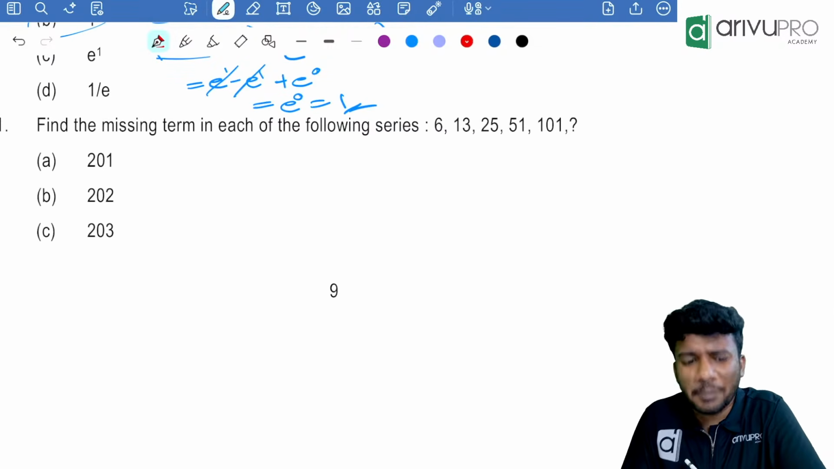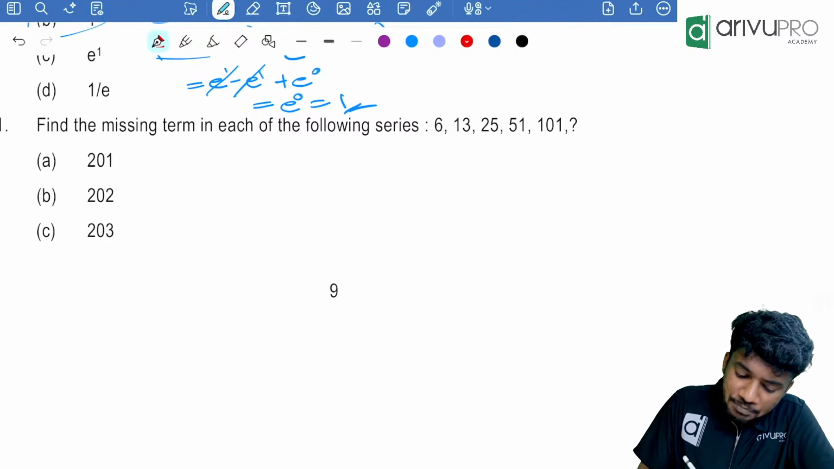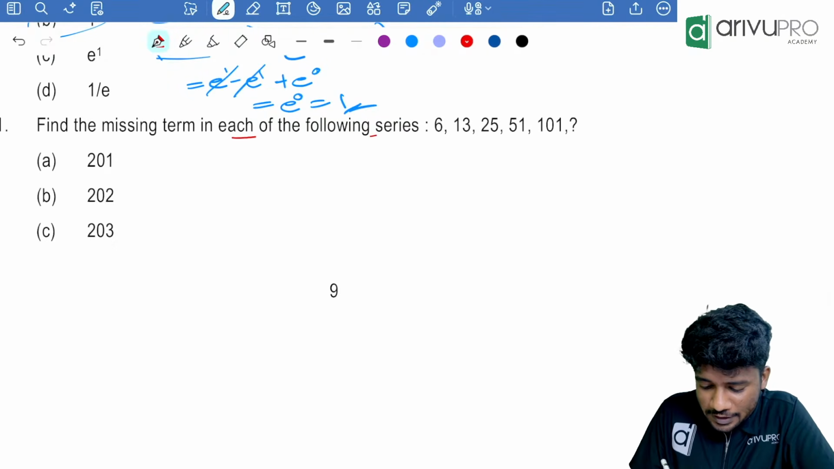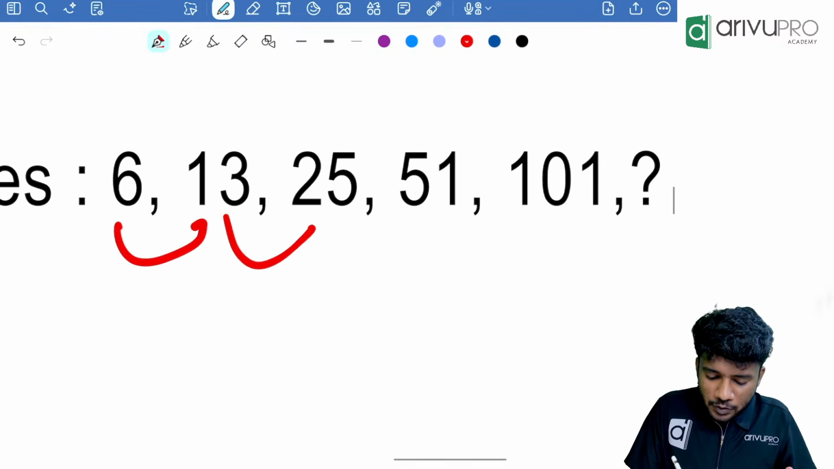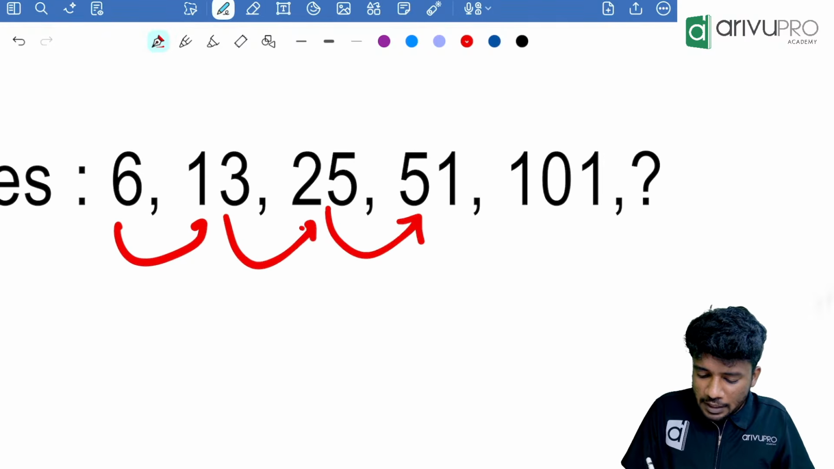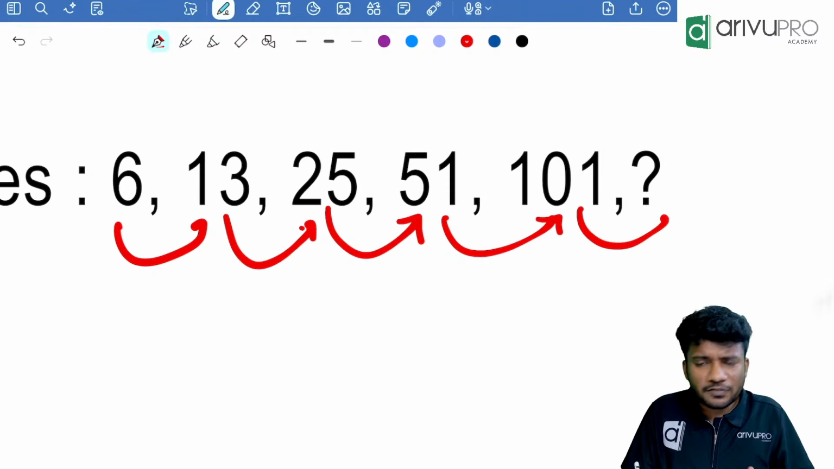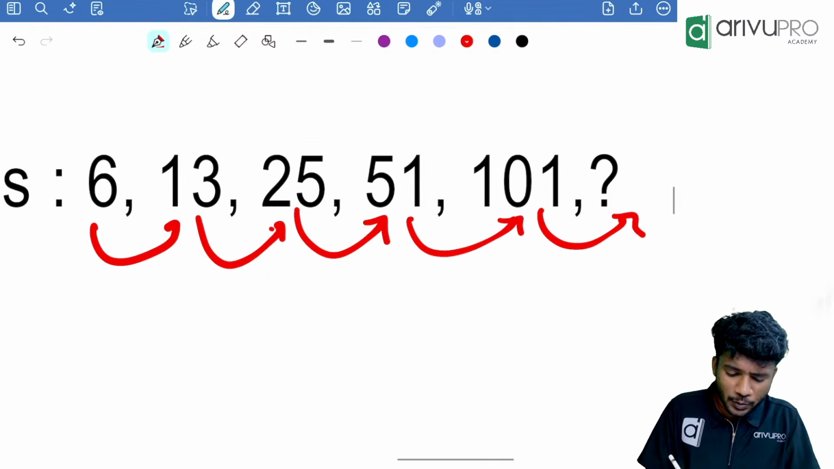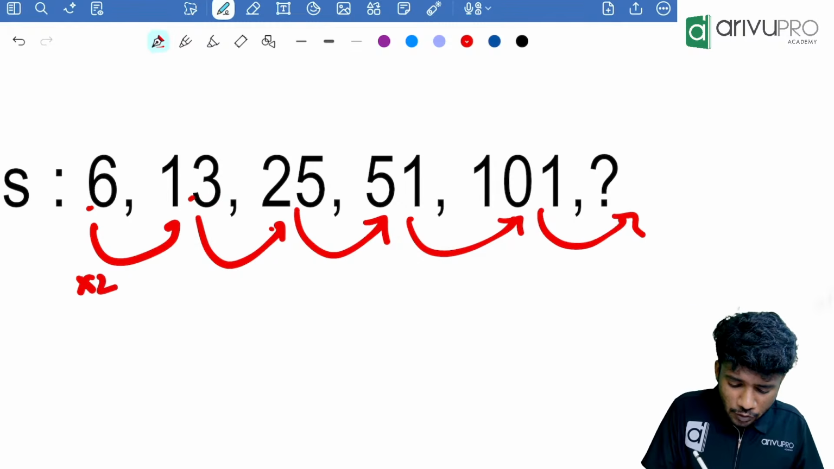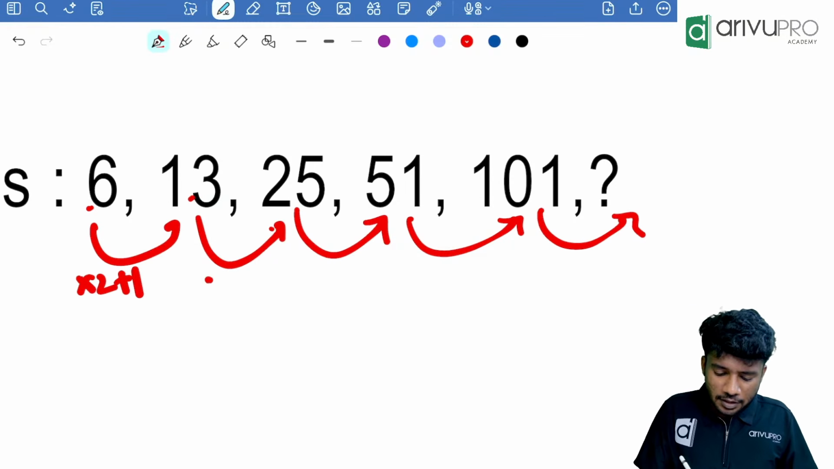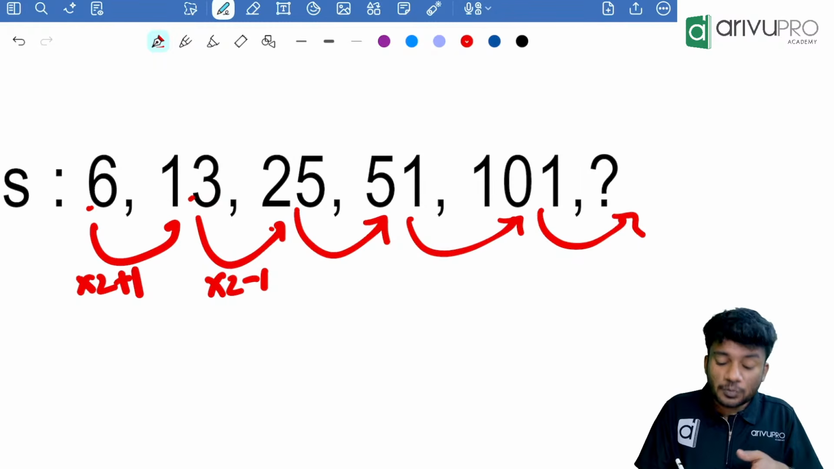Missing number, chapter number 9. Very easy. Look here. Find the missing term from each of the following series. 6 became 13. Then 13 became 25. Then 25 became 51. We'd solve it in class anyway. I'll show you again. So 6 became 13. How can 6 become 13? 6 into 2 plus 1. That is 13. 13 into 2 minus 1 is 25.